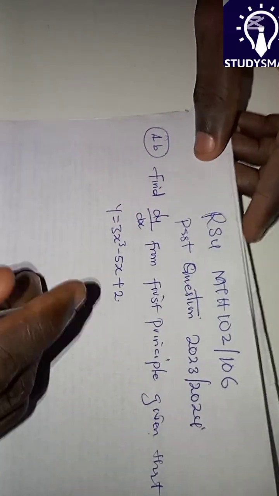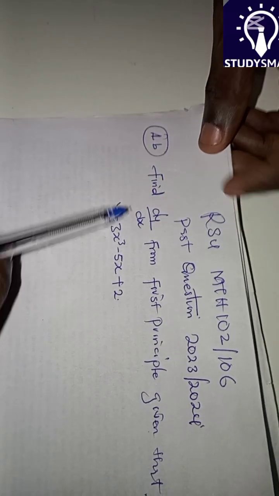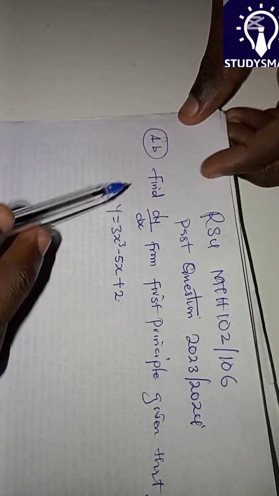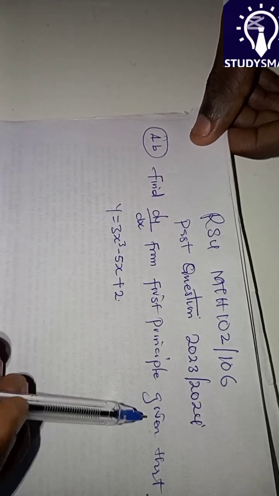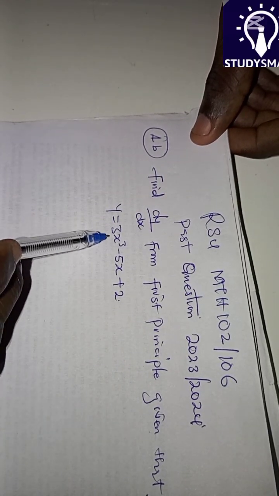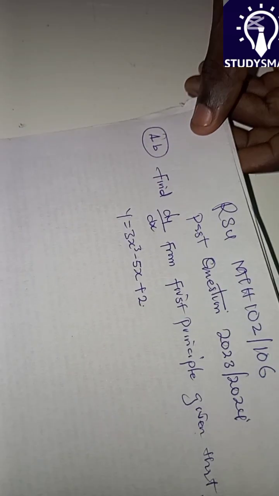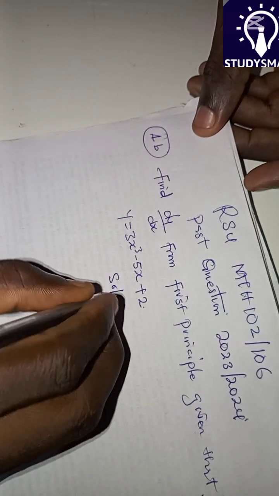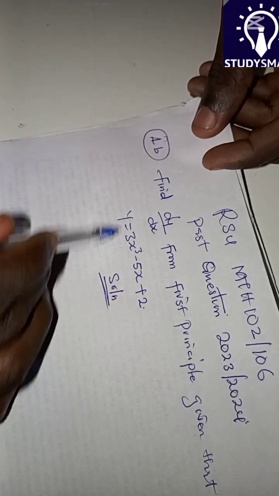Alright, so this is another question for the same year of Maths 102 223/224. This is question 1B, and it says find dy/dx from first principle given that y is equal to 3x cubed minus 5x plus 2. Right, so we were asked to use the first principle to find dy/dx from this.